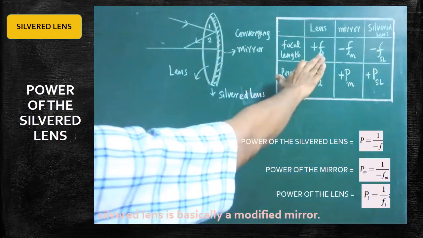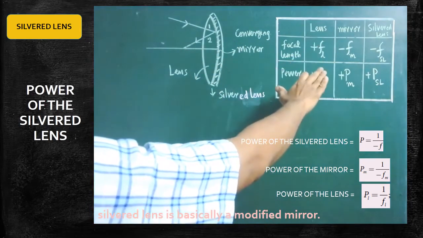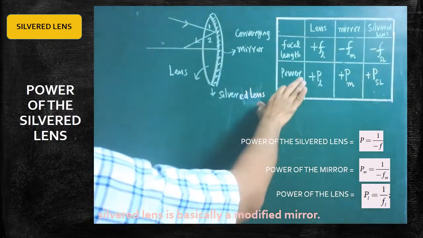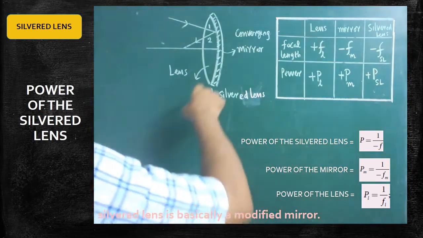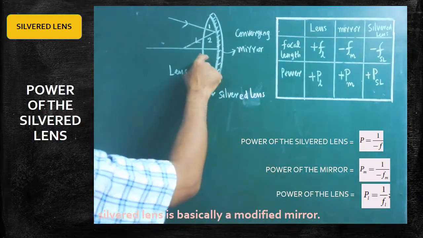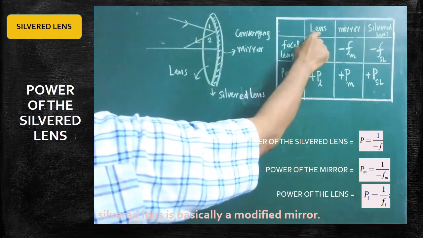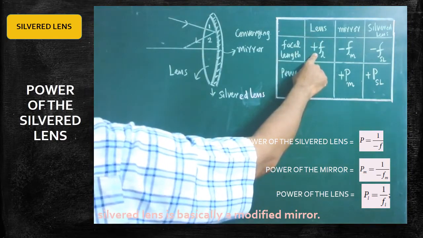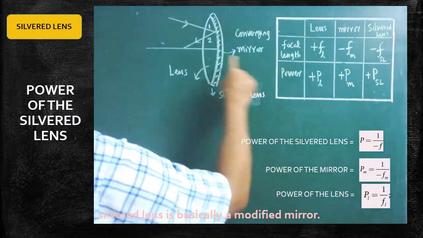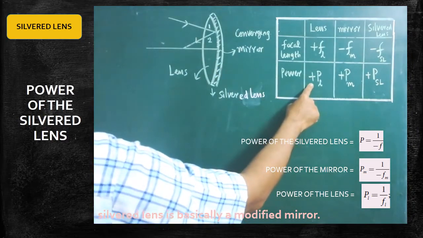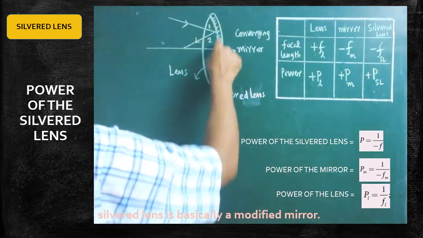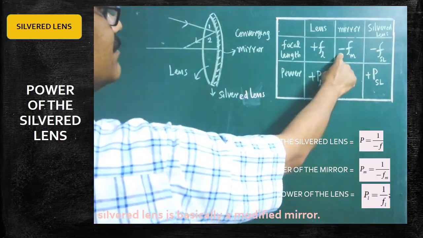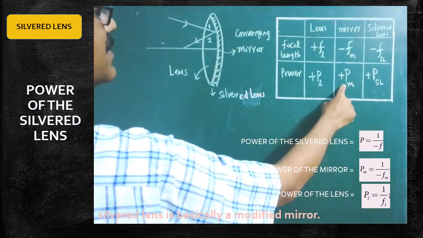Look at the sign conventions. This table will be definitely very much useful for you to derive the further derivation. Here, let's see about the lens portion. In the case of lens, the focal length must be taken as positive. Are you clear? And the power of the lens portion also must be taken as positive. In the case of converging mirror, concave mirror, focal length must be taken as negative, but power must be taken as positive.